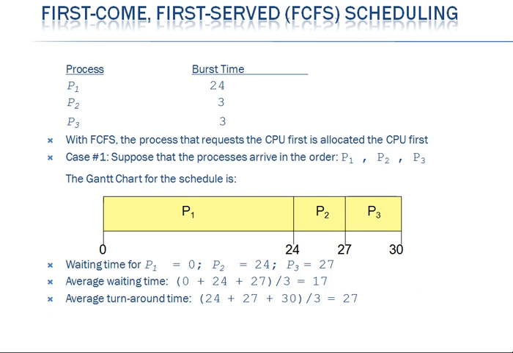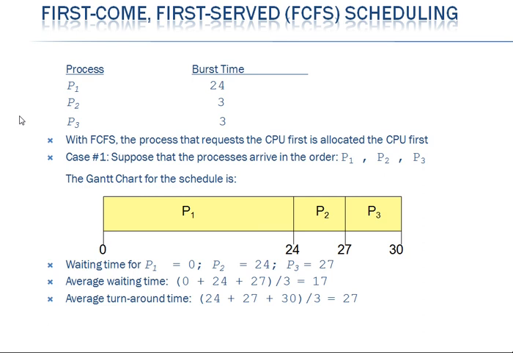First come, first serve scheduling. Let us understand this with the help of an example. Here you have certain values given. You have a chart showing a process and burst time. By burst time we mean the execution time taken by the process to complete. So here we have three processes labeled P1, P2, P3 and their respective burst times as 24, 3 and 3. This will be in milliseconds.